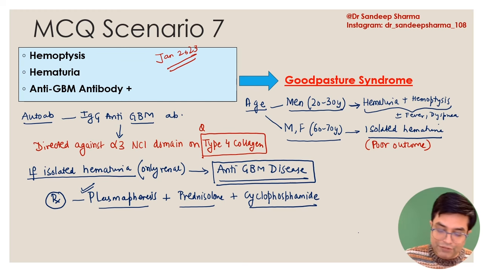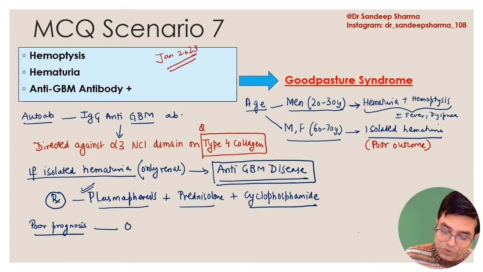And if someone asks you which patients have a poor prognosis, I have already told you, if the presentation occurs in old age, it has a poor prognosis. If the patient presents with oliguria, poor prognosis. Poor prognosis also if the patient presents with crescent formation on kidney biopsy.